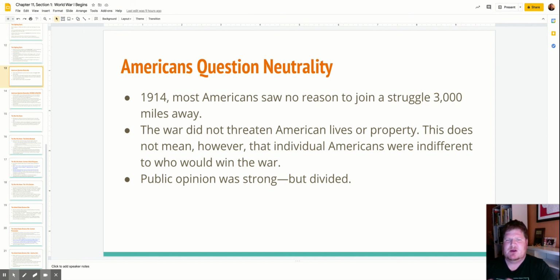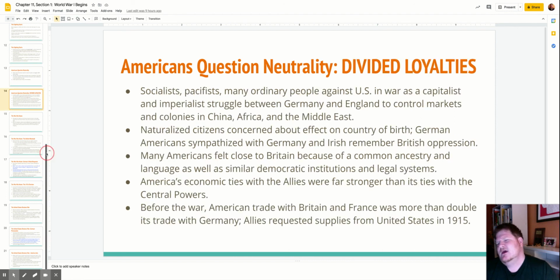Eventually, we see that the Americans are like, we have no reason to get in this war. We're 3,000 miles away. There's really no reason for us to be there. We don't want to risk American lives. We don't want to be a part of this. So very divided in America, though. Some people were like, yeah, we should go support Europe. Others were like, no. A lot of socialist pacifists, many ordinary people, were against this war and didn't want this. A pacifist was like, hey, I'm not for war. War is not me.